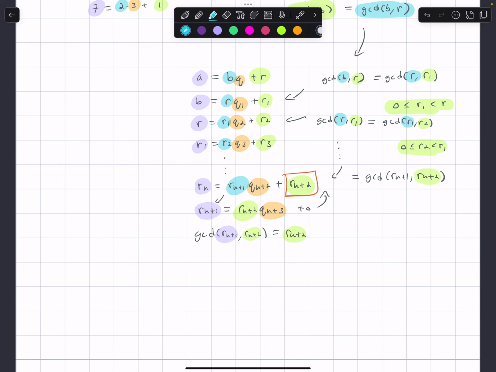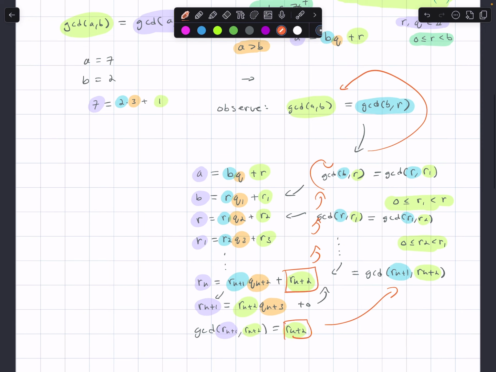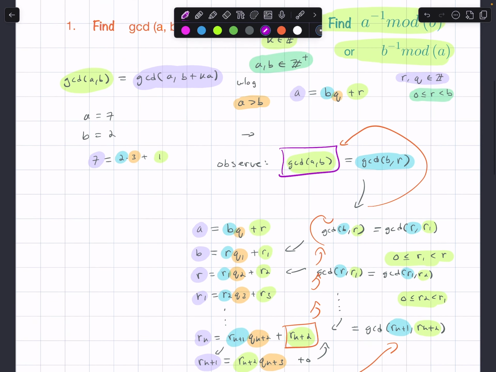So what is the point of this? Well, this turned out to be R_{n+2}, right? R_{n+2} turned out to be the GCD of R_{n+1} and R_{n+2}, which was the GCD of R_n and R_{n+1}, which is the GCD of R_{n-1} and R_n, etc., all the way back up until it turns out to be the GCD of B and R, and therefore the GCD of A and B. So that is the Euclidean algorithm, and that is why it works.